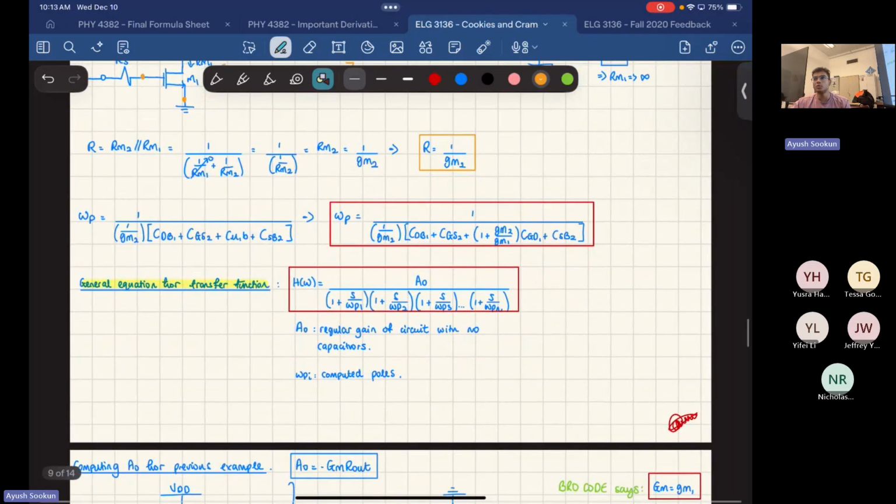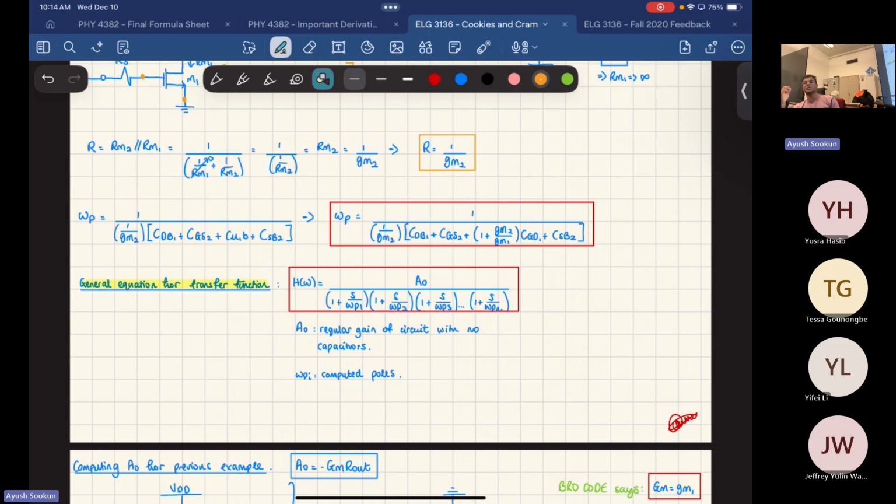And I think this is where my YouTube videos ended, and I didn't cover more of the stuff. But this is the transfer function. Once you find the poles, it's pretty easy to find the transfer function. This A0, that's your regular circuit gain with no capacitors at all. If your circuit did not have any intrinsic capacitors or outside capacitors connected to it, what would the gain of that circuit be? The answer is A0, just a regular gain.